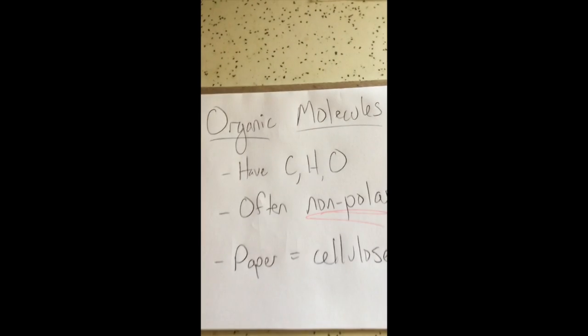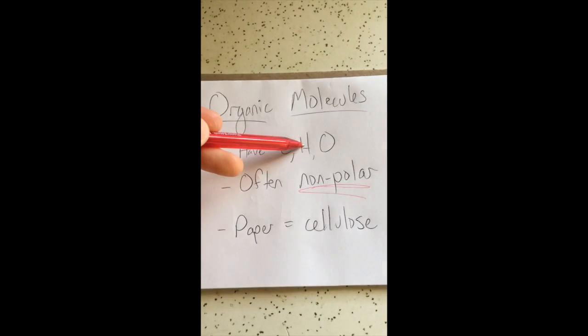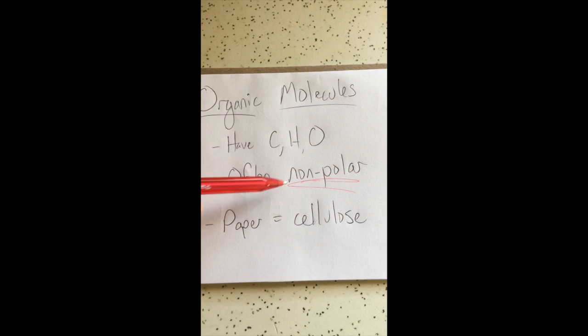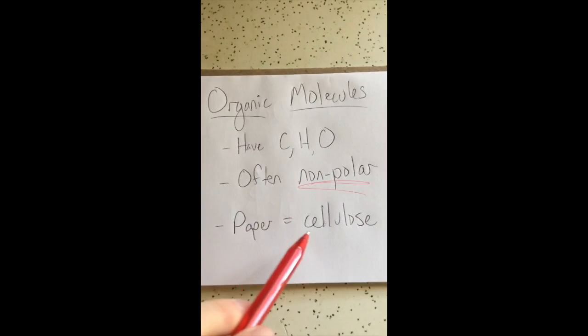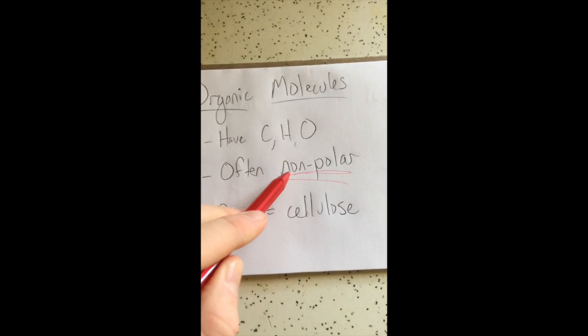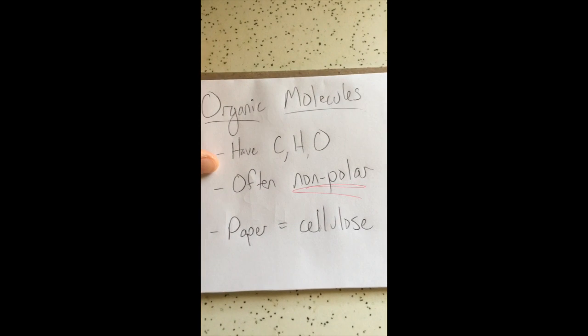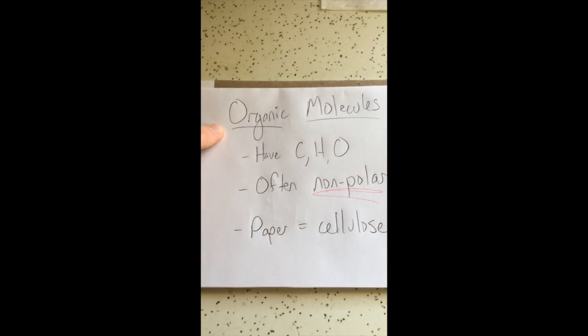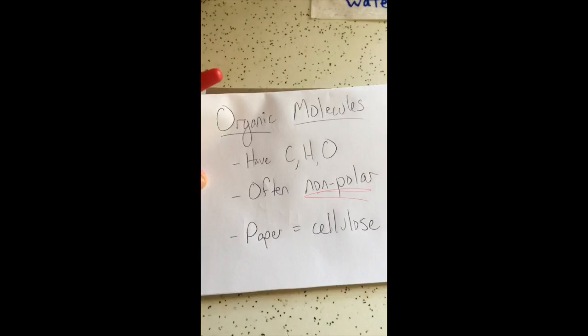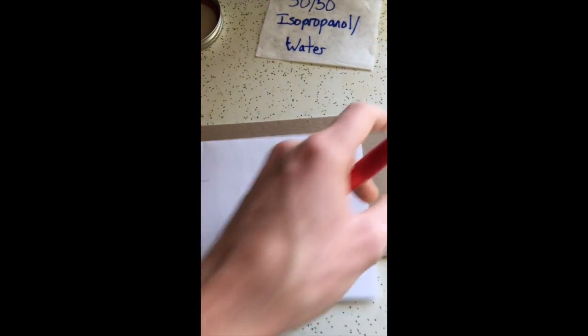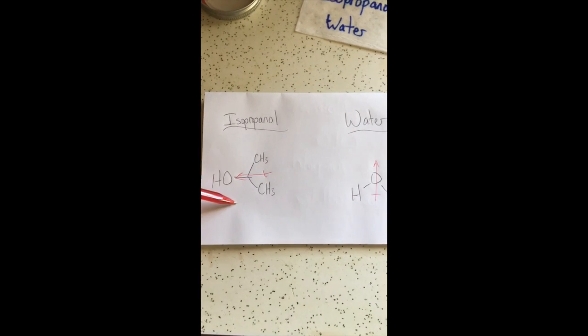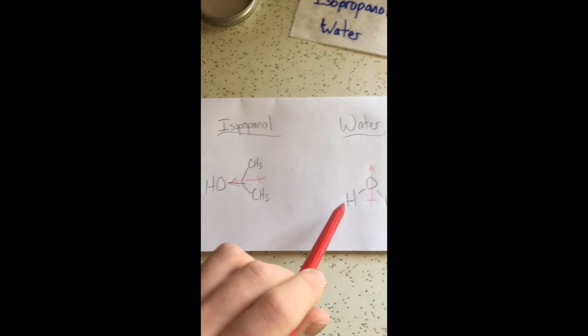And if we look at cellulose, it falls under organic molecules, which generally have carbon, hydrogen, and oxygen, and often are non-polar, and thus our paper is cellulose. So it falls into the non-polar category. So our stationary phase is the paper, which stays still, and then our solvent, or mobile phase, is either just pure isopropanol or isopropanol and water.